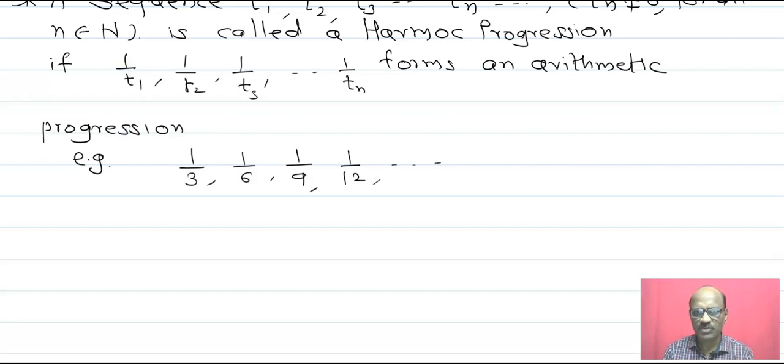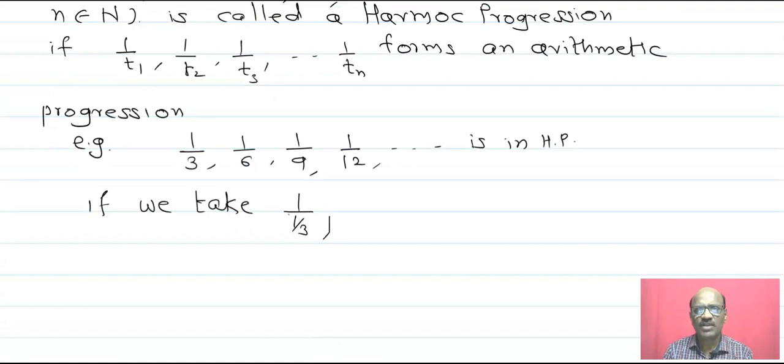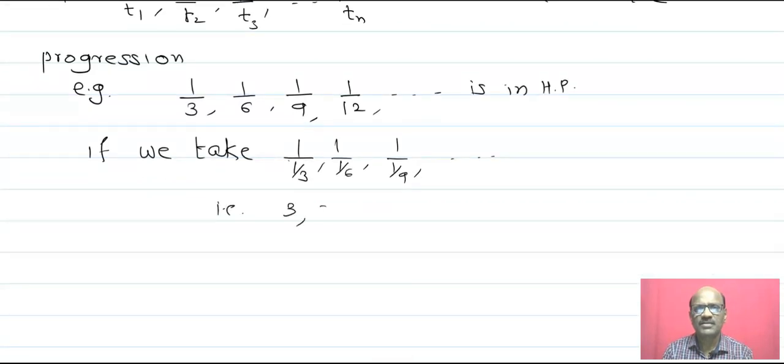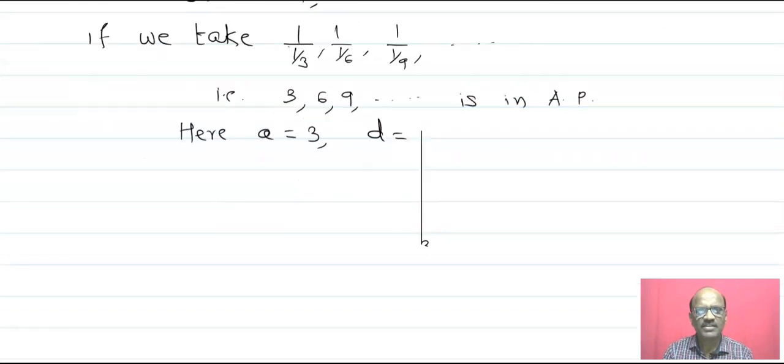For example, suppose that 1 upon 3, 1 upon 6, 1 upon 9, 1 upon 12 is in HP, then if we take their reciprocals, that is 1 upon 1 upon 3, 1 upon 1 upon 6, 1 upon 1 upon 9, we get 3, 6, 9, which is in AP. Yes, they are in AP. Now see here, the first term is 3, the common difference is also 3, that is 6 minus 3, 9 minus 6, so D is equal to 3.